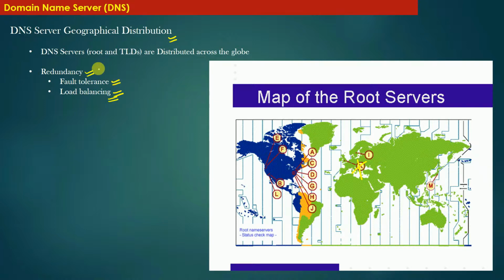So we do the redundancy of DNS servers for two purposes, that is fault tolerance as well as load balancing. In this map, I have shown you the distribution of root DNS servers all around the globe. In a similar way, the top level domain name servers are also replicated all around the globe. However, I don't think it is required to show you the geographical locations of the distribution of top level domain name servers. But top level domain name servers are also distributed and replicated in the same way as root level domain name servers are.